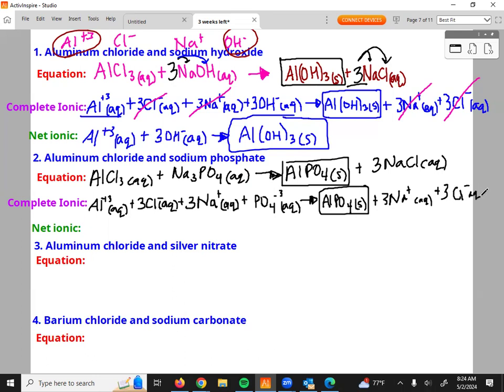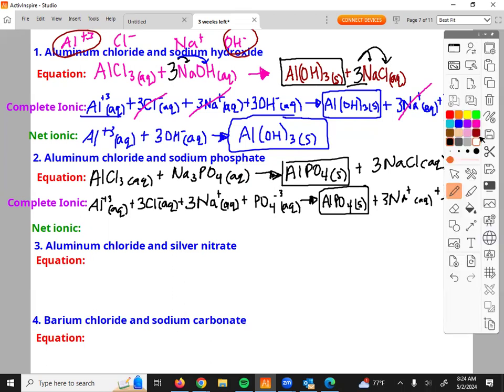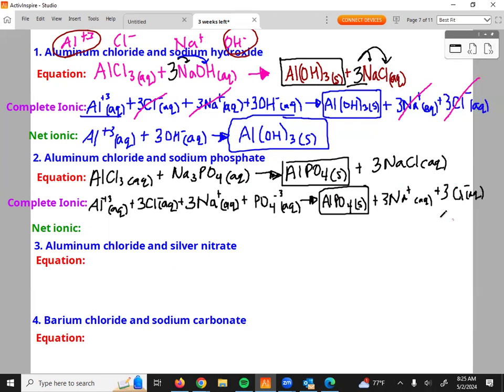So which ones are my spectator ions? Because they're the same on both the reactants and the products. 3Na. What else? 3Cl. And then we just write down what we get left over. So I have leftover Al plus 3. What else is left over? PO4. And it turns out that those are the ions that make up the solid that never broke down. So AlPO4.